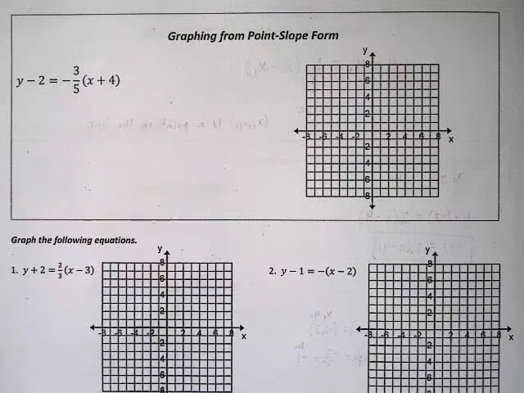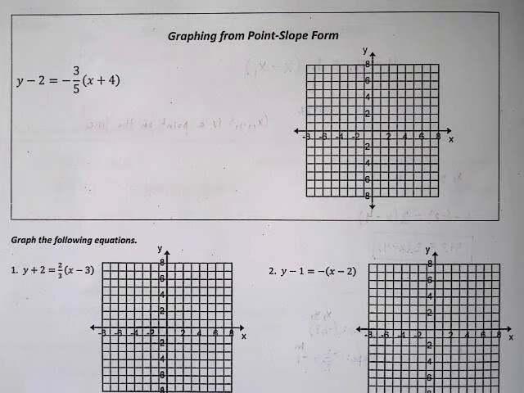Hi everyone. Yesterday we learned about how we write an equation using point-slope form. And so today we're going to talk about how we graph an equation if we're given that equation in point-slope form. What I want to do before we get into that is talk a little bit about why we even need point-slope form in the first place.